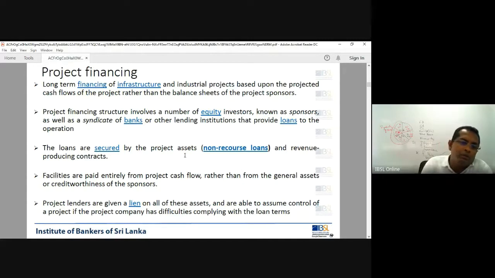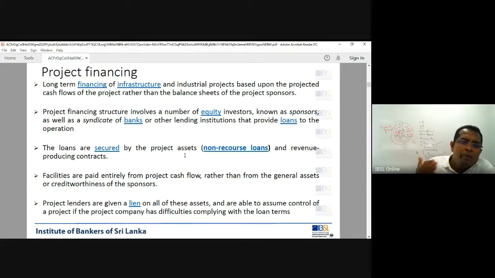That's what I told you now. Project lenders are given a lien on all these assets and are able to assume control of the project if the project company has difficulty to comply with the loan terms. That means payments will be done through this project only, and if the project sponsors find it difficult to pay, banks are allowed to take over the project and give it to someone else. Right? So it is the project assets and the revenue generating contract.